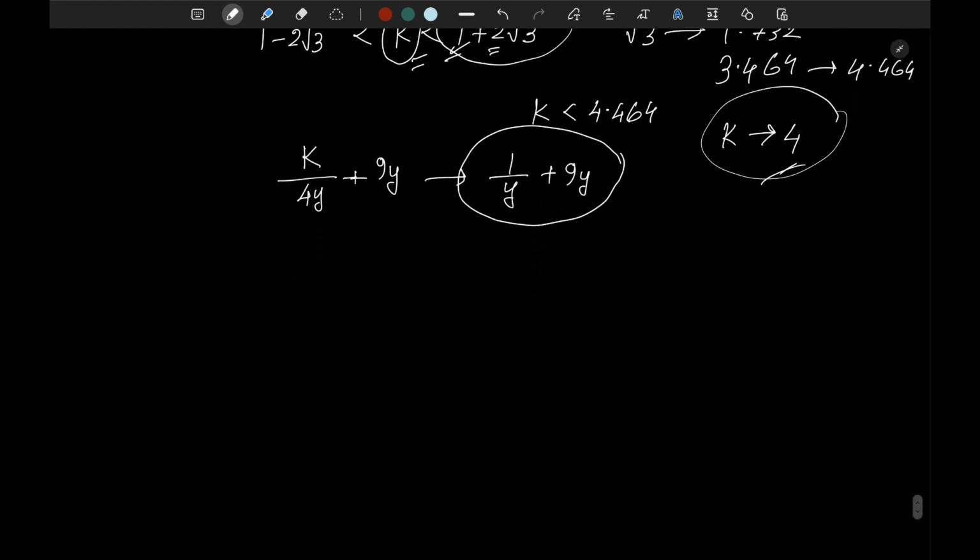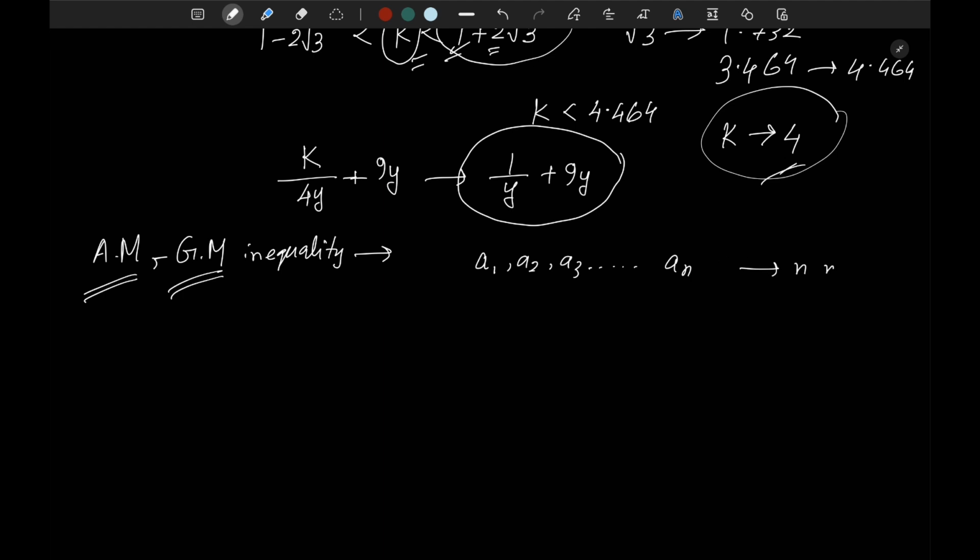Now there is something which is known as the AM-GM inequality. So first we have to understand what is AM and what is GM. AM is nothing but the arithmetic mean, and GM is the geometric mean. Suppose we have n numbers denoted by a1, a2, a3, dot dot dot an, total n numbers. All these numbers are real numbers which are non-negative.